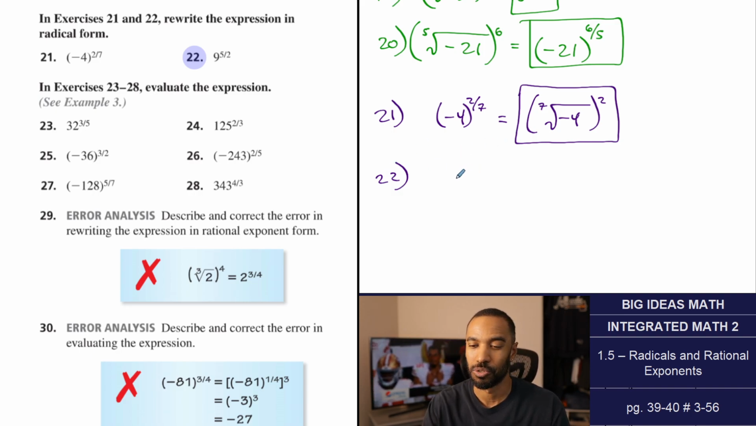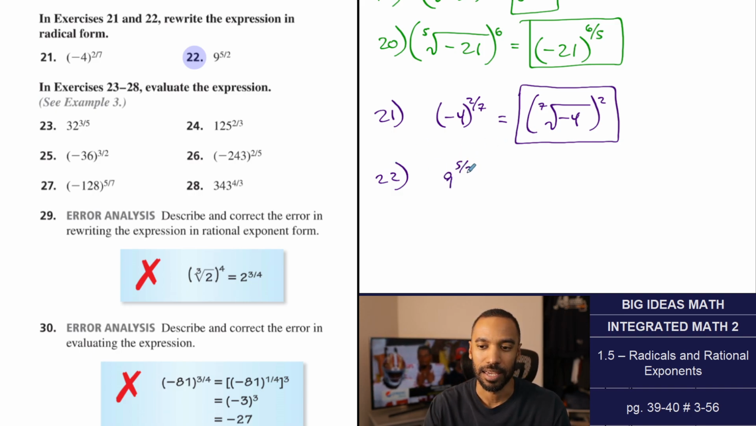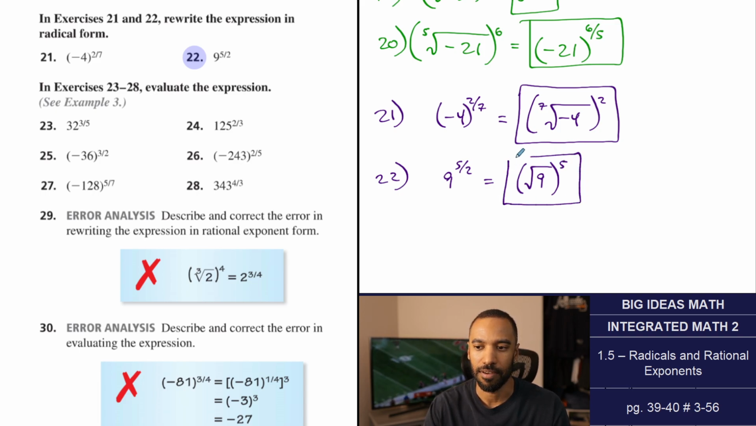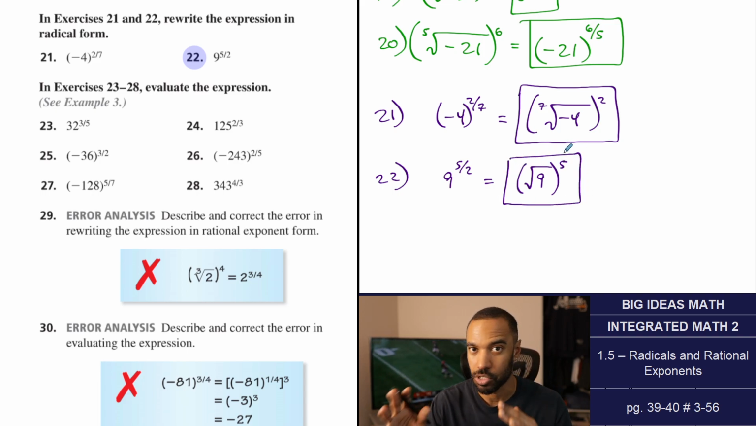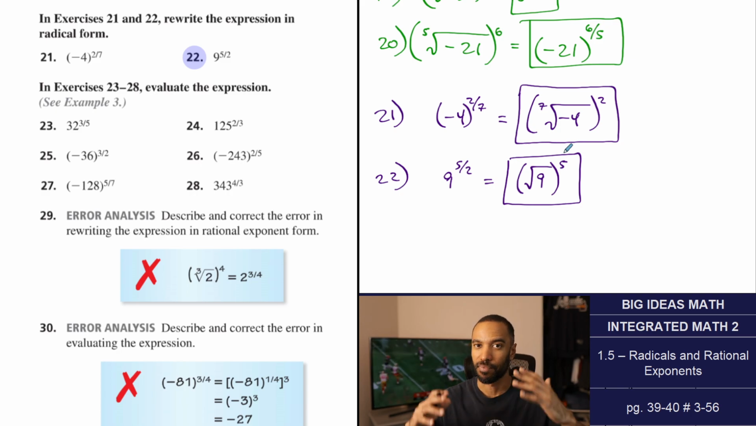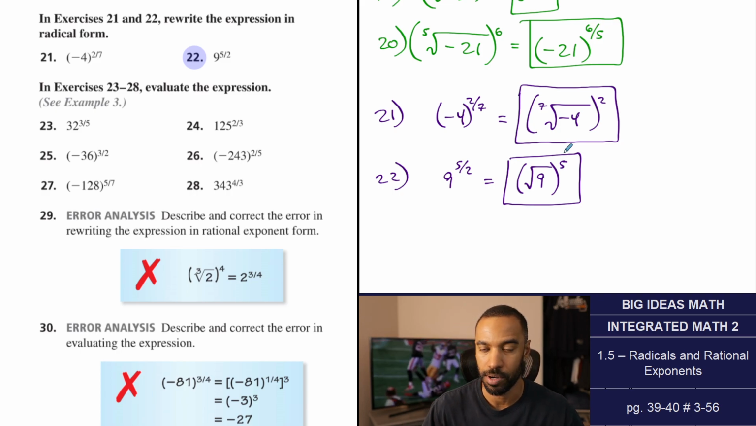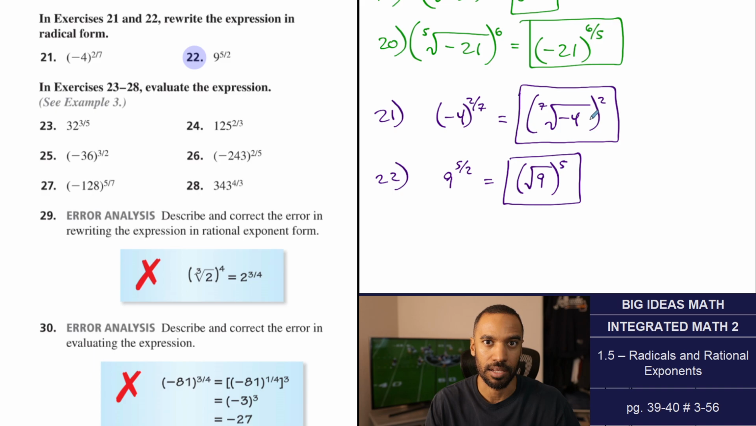They're not asking me to, but you could. 9, like I could in my head. 9 to the 5/2 is the square root of 9 to the 5th power. And as far as evaluating that, notice that I'd rather do the square root of 9 first to get 3, and then raise that to the 5th power to get 243, rather than take a guess at what 9 to the 5th is. I don't know what it is. And then take its square root.